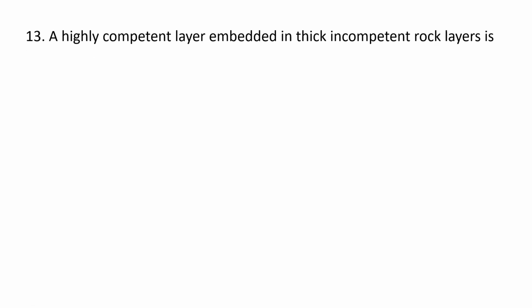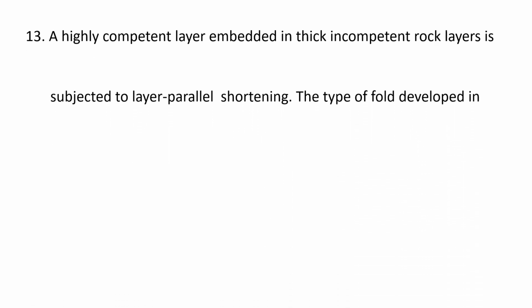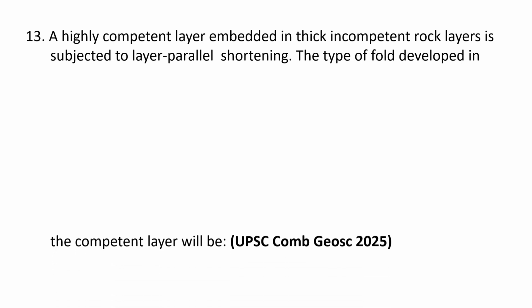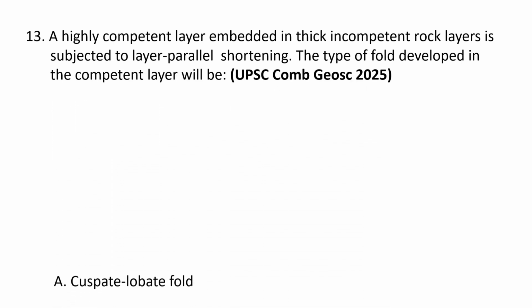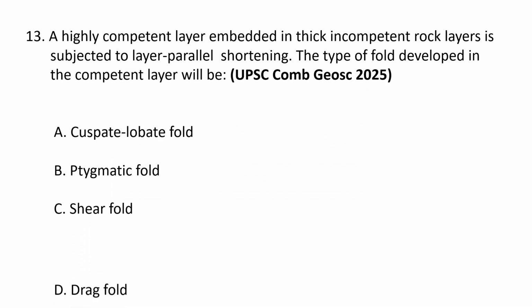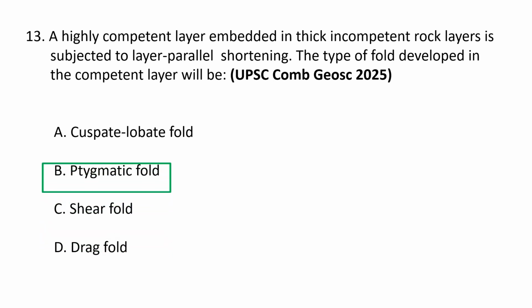Next question. A highly competent layer embedded in thick incompetent rock layers is subjected to layer parallel shortening. So this type of fold developed in the competent layer will be A. Cuspate lobate fold, B. Stigmatic fold, C. Shear fold, and D. Drag fold. So the correct option is B. Stigmatic fold. An irregular lobate fold usually found where single competent layers are enclosed in a matrix of low competence. So a stigmatic fold is a fold of a highly competent layer embedded in thick incompetent layers and subjected to layer parallel shortening.